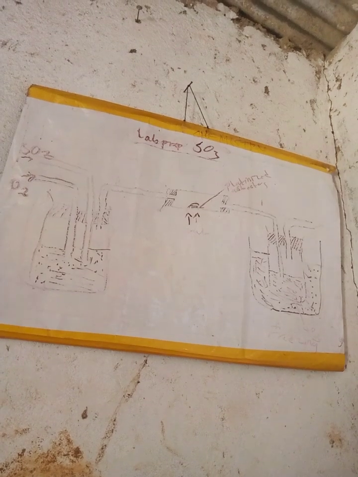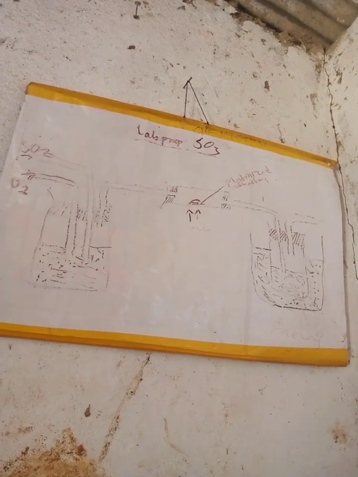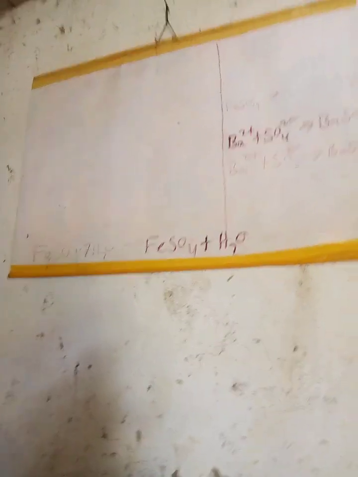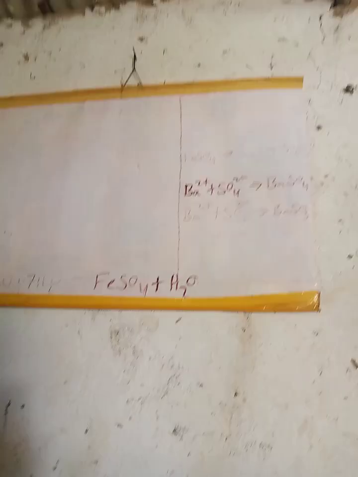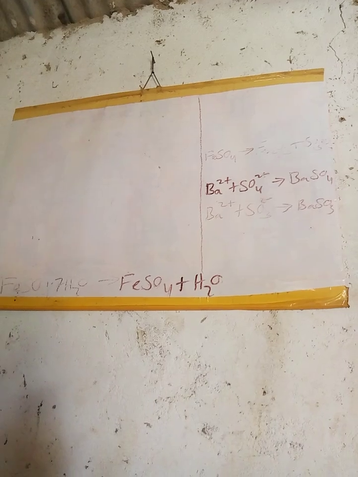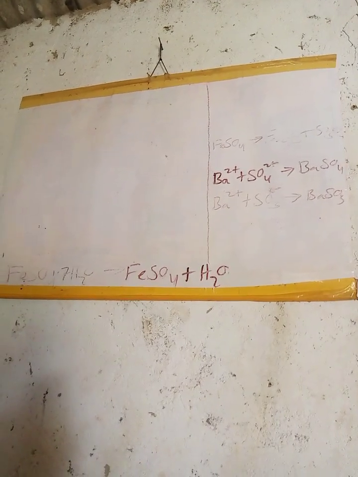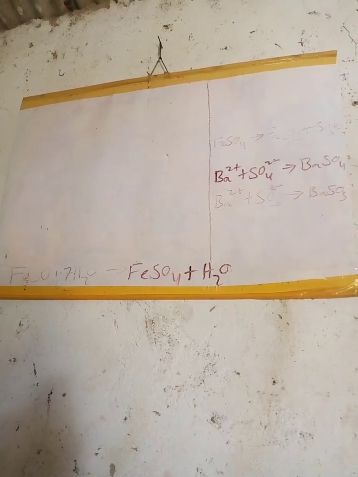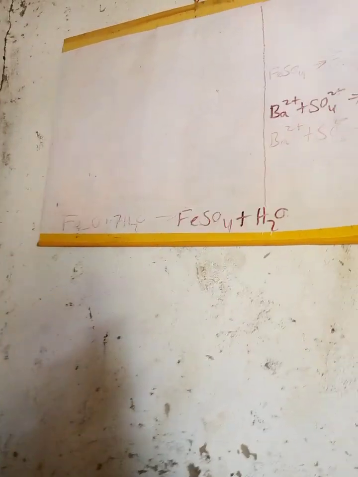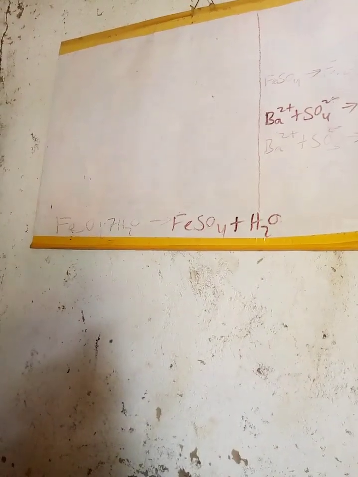So when you heat hydrated iron 2 sulfate, focus at that point. When you heat hydrated iron 2 sulfate, you can also obtain the gas sulfur 6 oxide. So we have pale green hydrated iron 2 sulfate. Here, you are going to heat them to form iron 2 sulfate plus water.